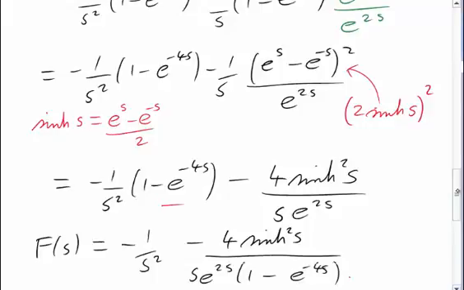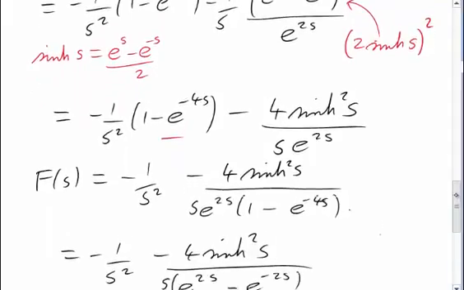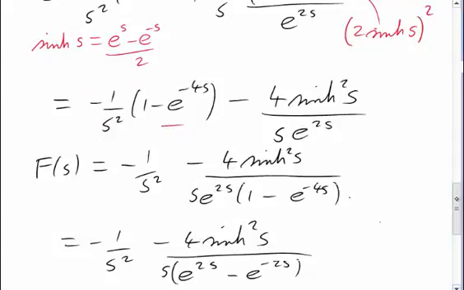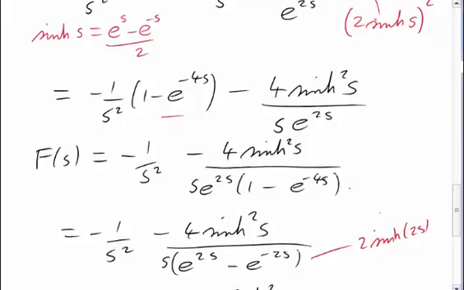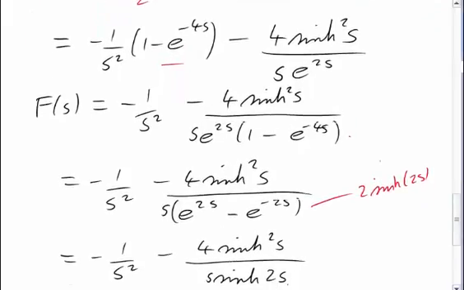But actually, we can now do something else. We can multiply out the brackets on the bottom. And now we see that we have a sinh there again. In fact, it's 2 times the sinh of 2s. So let's put that in. See, there's a 2 missing there.